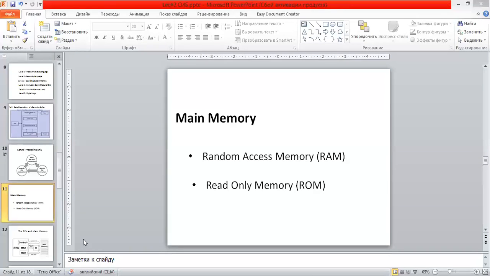Random access memory, read-only memory. What is the difference between random access memory and read-only memory? How do you think? What's the difference between random access memory and read-only memory?